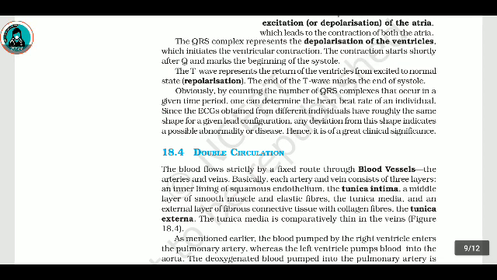18.4. Double circulation. The blood flows strictly by a fixed route called blood vessels, the arteries and the veins. Basically, each artery and vein consists of three layers: an inner lining of squamous endothelium, the tunica intima; a middle layer of smooth muscle and elastic fibers, the tunica media; and an external layer of fibrous connective tissue with collagen fibers, the tunica externa. The tunica media is comparatively thin in the veins.